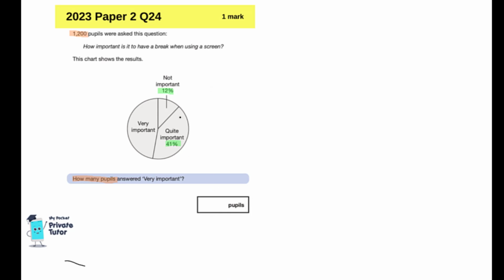Now, the first thing to note is that a pie chart represents all of the data. Okay, so this pie chart represents 1,200 pupils. So the pie chart will also represent 100%. So the first thing we can do is subtract the not important and quite important from our 100% to figure out what percentage very important is.